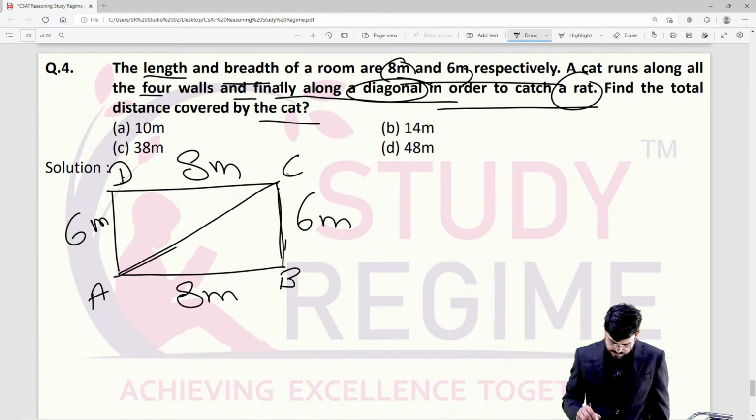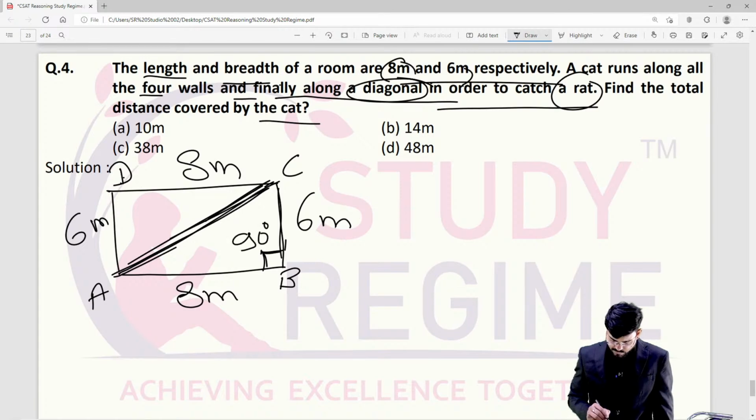Here the diagonal is AC. This is the diagonal. And from the properties of rectangle, this angle is also 90 degree. So you can apply Pythagoras theorem to find the value of AC. First you will find the value of AC.